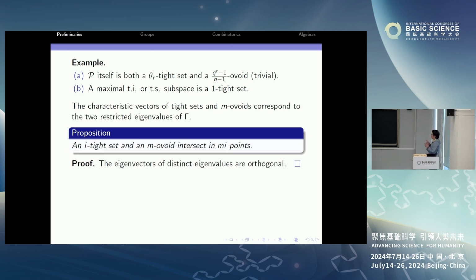They correspond to different restricted eigenvalues. By restricted, we mean you just simply exclude the valency. An i-tight set and an m-ovoid intersect in m times i points. This is a simple corollary of the fact that eigenvectors of distinct eigenvalues are orthogonal.